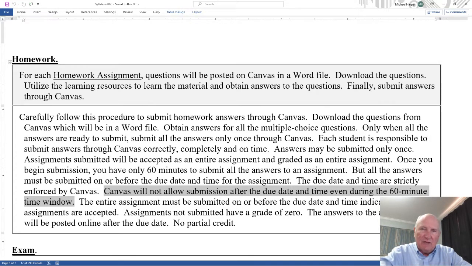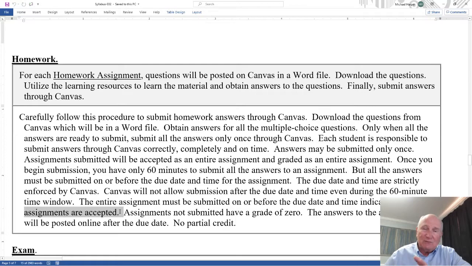The 60 minutes will not. Okay. The due date and time is honored before the 60 minutes. Okay. The entire assignment must be submitted on or before the due date and time indicated. No late assignments are accepted.